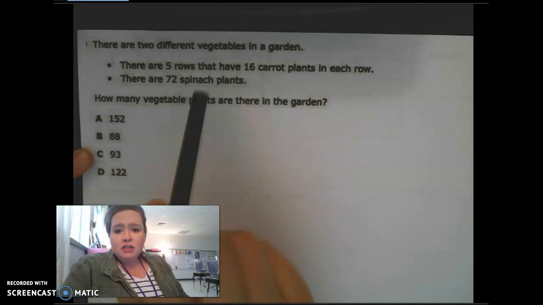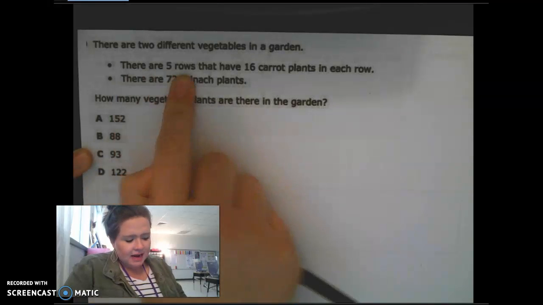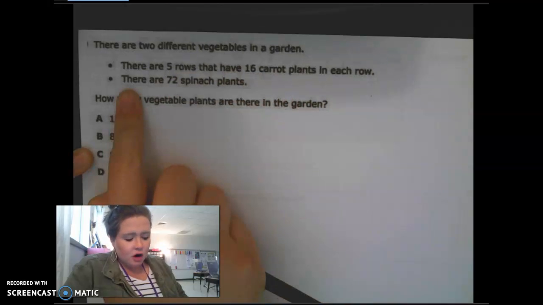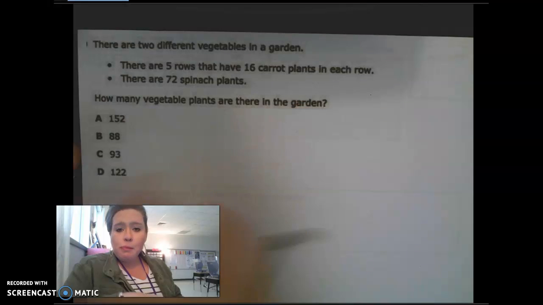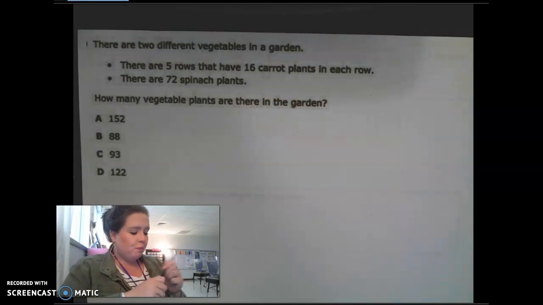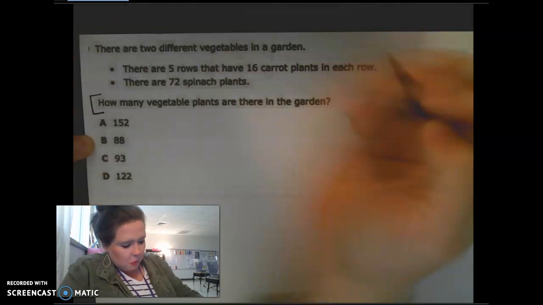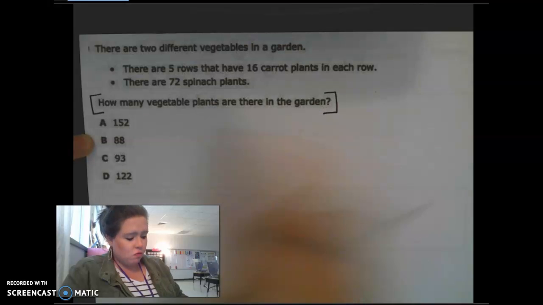There are 2 different vegetables in a garden. There are 5 rows that have 16 carrot plants in each row. There are 72 spinach plants. How many vegetable plants are there in the garden? Well, okay, this is your question. How many vegetable plants are there in the garden?